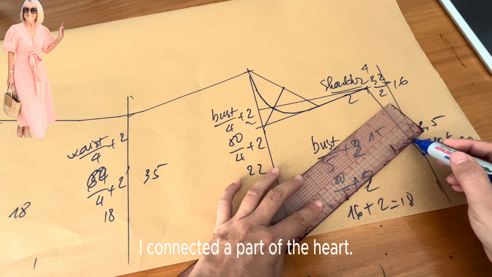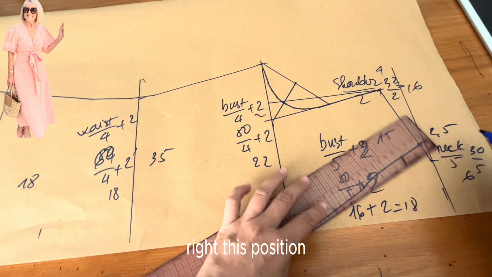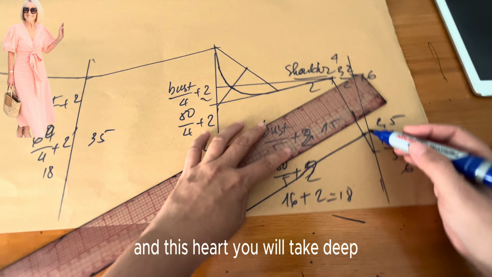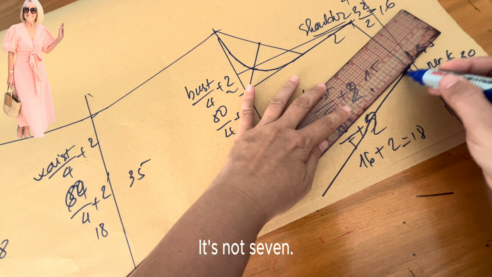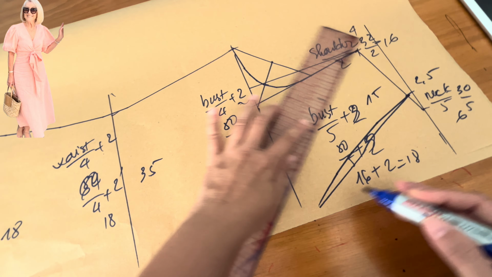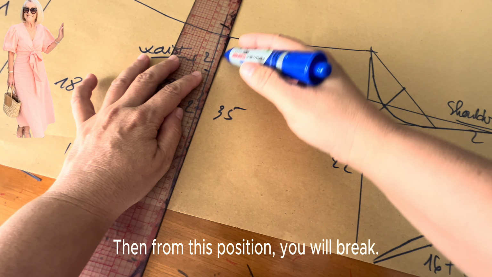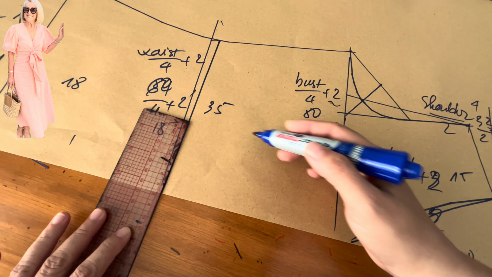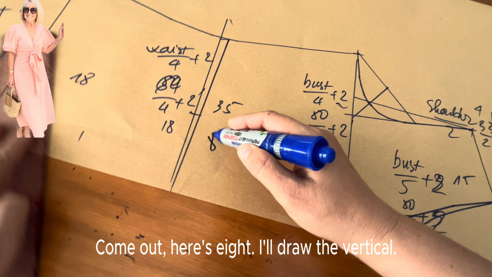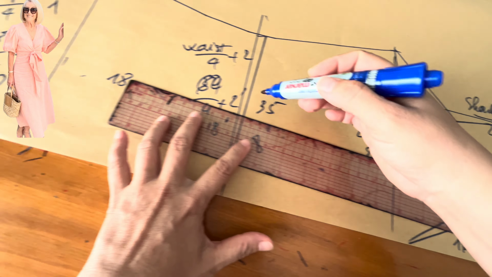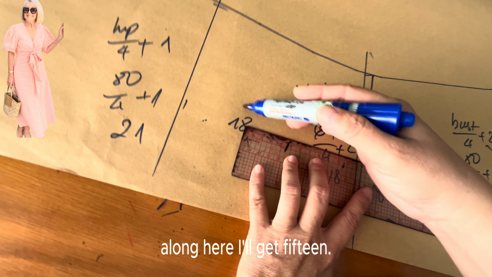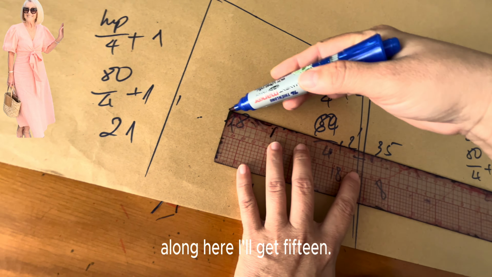I connected a part of the heart. Write this position. And this heart you will take deep, it's 7. Then from this position, you will break the waist. Come out, here's 8. I'll draw the vertical. Along here I'll get 15.